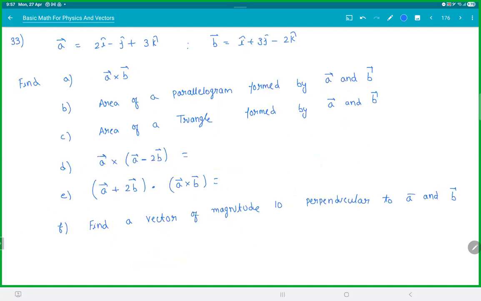Same thing you can do with E. E is also interesting. See, A bar plus 2b bar dot A cross B bar. So I can write this thing as A bar dot A cross B bar plus 2 times B bar dot A cross B bar. Now, if you remember in the beginning, we said something.